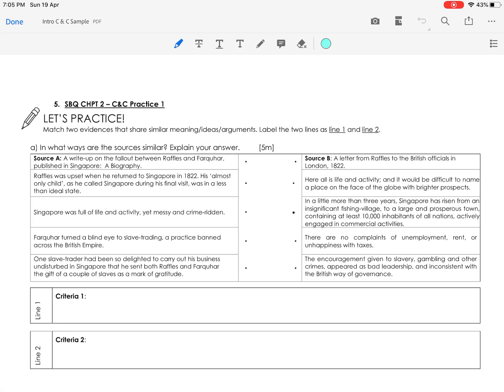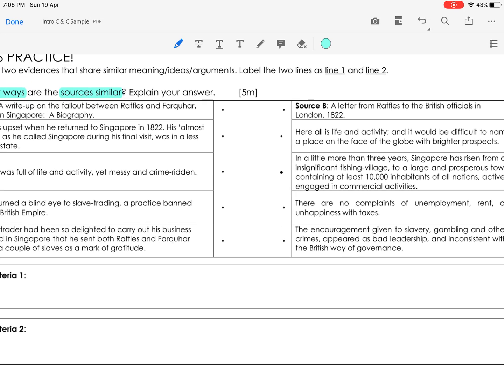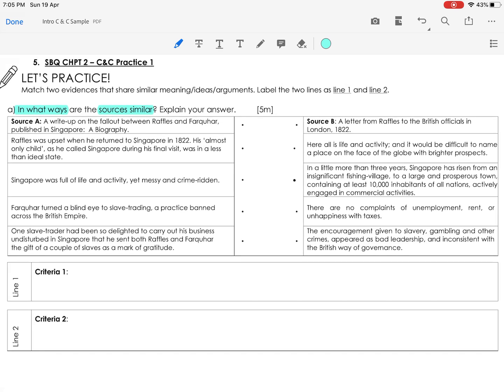Okay, if you look at the question, you should have read both sources by now. In what ways are the sources similar? If I look at source A and source B, they are both talking about the period between Raffles and Farquhar, the period of their time here in Singapore. A summary of source A is very negative because it's talking about how Farquhar didn't look after the island. Whereas source B says all things positive about the island and how Farquhar did his job pretty well.